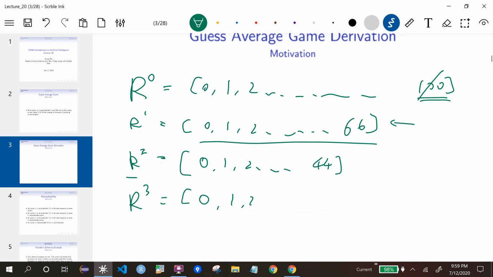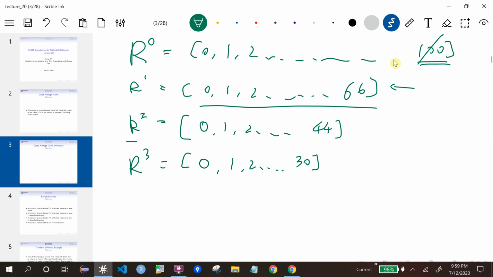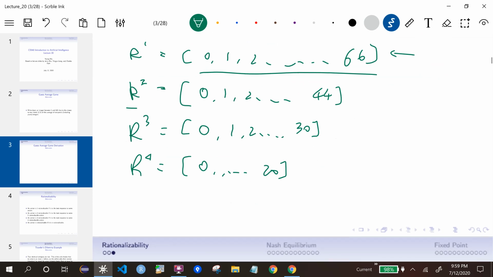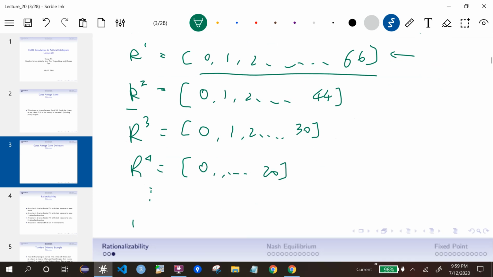And what's 2/3 of 44? I remember 29 point something, so let's try 30 here because it's a nicer number again. We can apply the same logic and get it down to 20. And you can probably guess what I want to do: repeat this an infinite number of times. Actually, a finite number of times is okay, but let's say infinite times. Then we can get it down to 0 and 1.